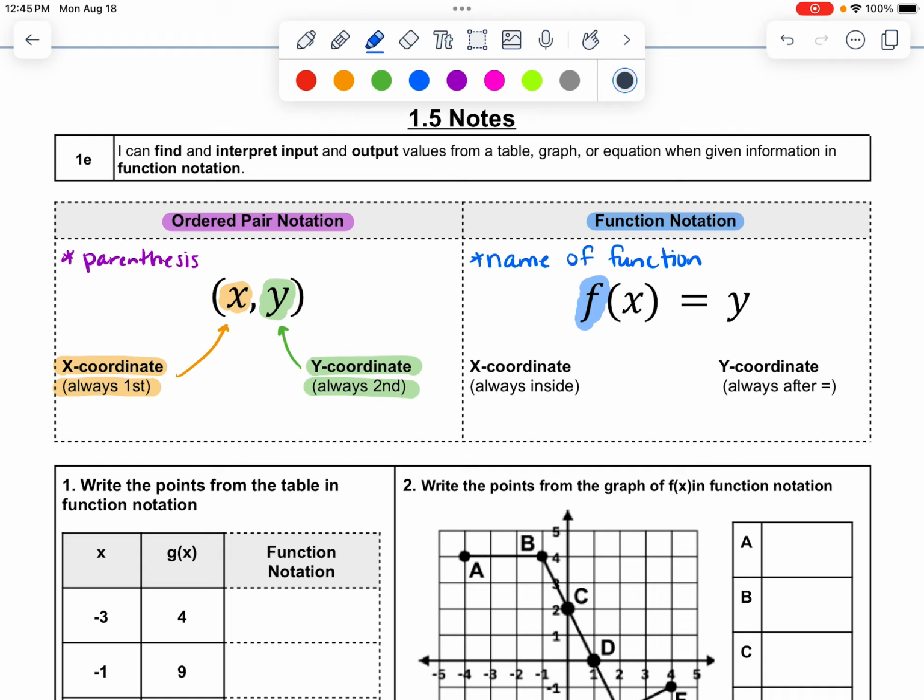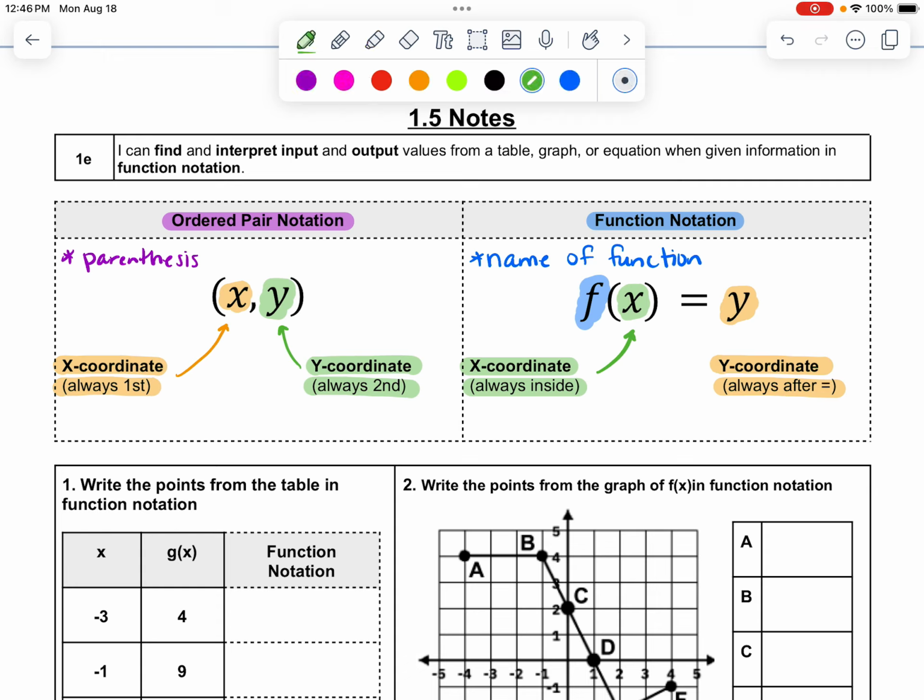Now, just like there's an x and a y in our ordered pair notation, in our function notation, there's always going to be a parentheses after the name, which is in this case f, but we can use whatever letter we want. Inside of the parentheses is always going to be where we put the x. Then there's going to be an equal sign, and after the equal sign is where we write the y. It's always after the equal sign.